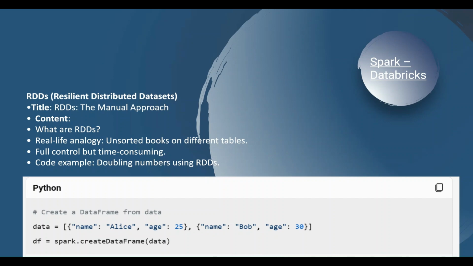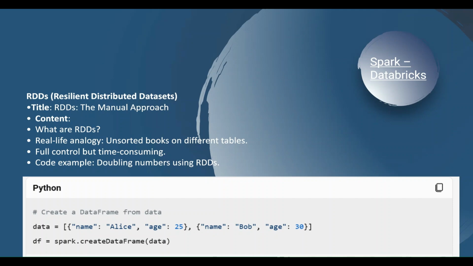Now let's dive deeper into the two approaches. First up, let's talk about the RDD, or Resilient Distributed Dataset. In simple terms, an RDD is like having a list of data spread across multiple computers, or nodes. It's the fundamental data structure in Spark. We'll take a real-life example so it will be easy to understand.